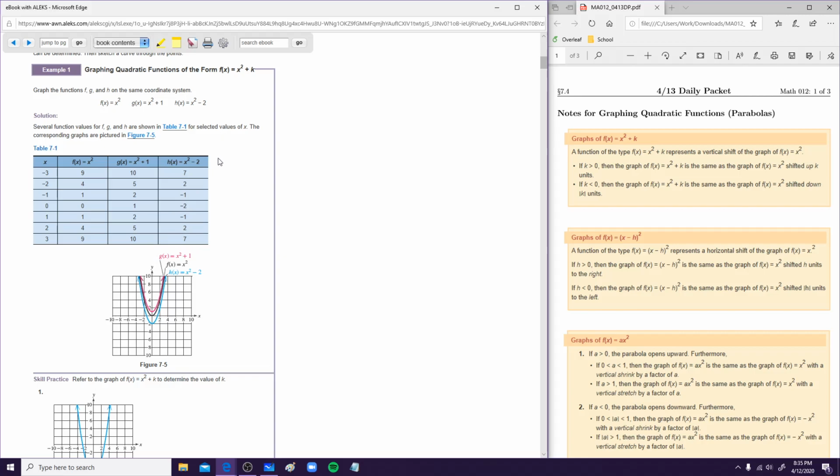Looking at h of x, which is x squared minus 2, we're going to shift down 2 units because there's a negative right here. As you can see, if you compare to the parent function, you take the parent function and then go down 2. So 4 goes to 2, 1 goes to -1, 0 goes to -2, and so forth. I think it's really good to know the parent functions and what they look like.